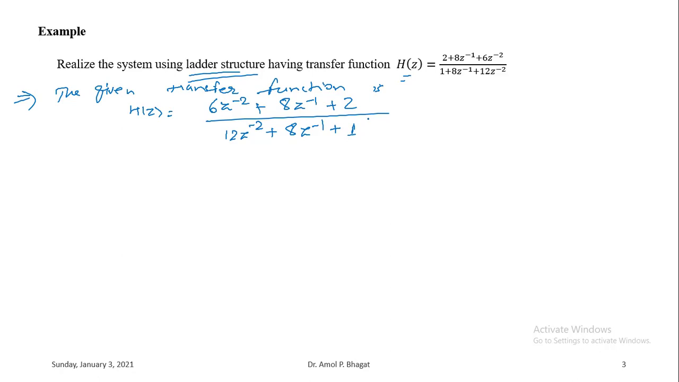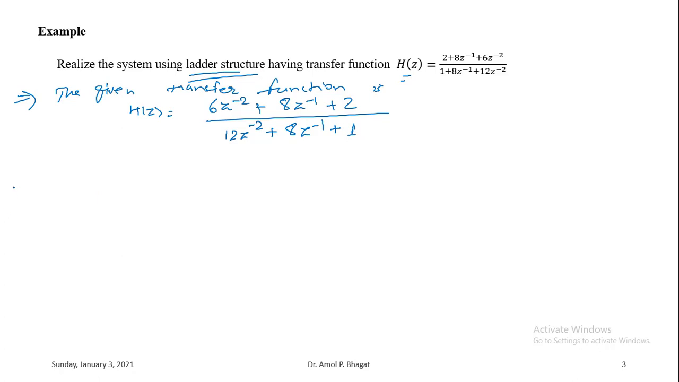By using this transfer function, you have to identify the ladder structure realization. It is an IIR system, numerator and denominator are present here, so it is a pole zero system. If in the problem the transfer function is not mentioned, then the input output relationship, that is y of n and x of n, the difference equation, will be given.